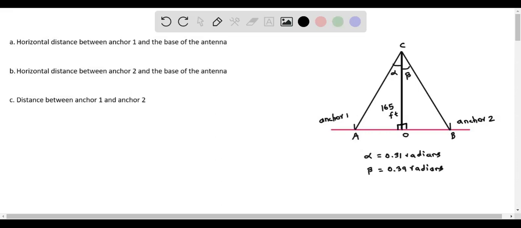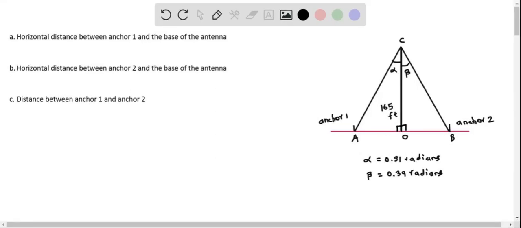To answer these three questions, we'll be utilizing the concept of applications of right triangle and trigonometric ratio. So first, let's label the important points in the figure. I have labeled the anchor 1 and anchor 2 as points A and B, and the top of the antenna is marked as C, and the base of the antenna is marked as O. So this OC represents the height of the antenna.